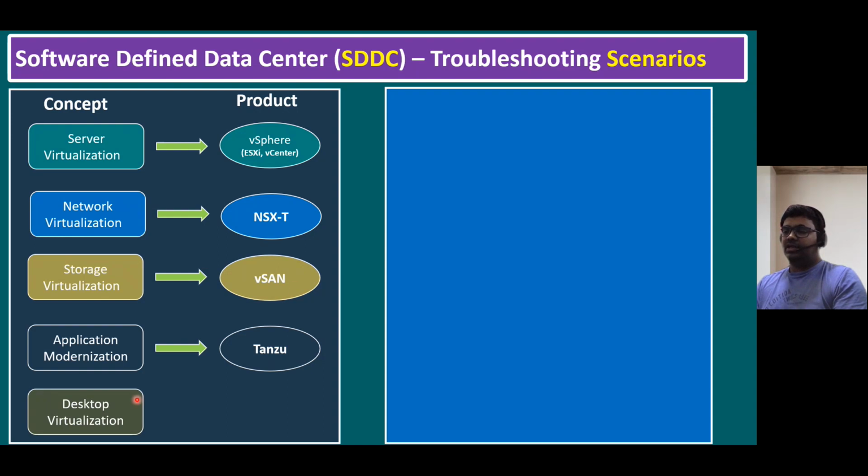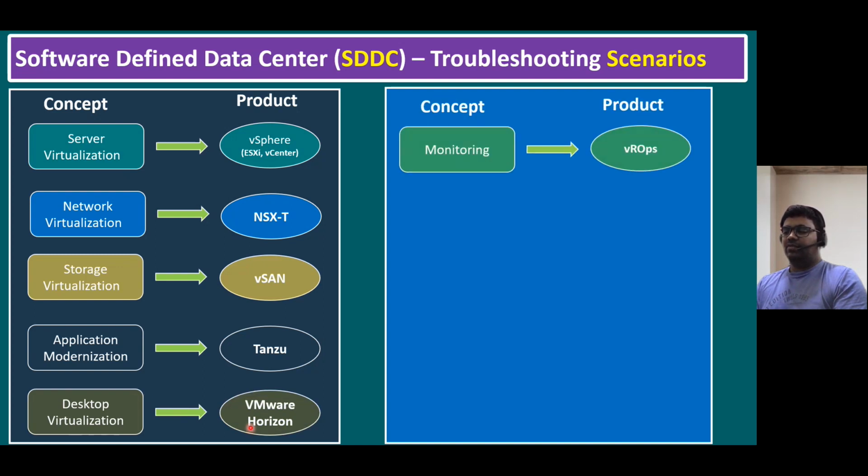And then desktop virtualization, which is also booming nowadays. For desktop virtualization, the VMware product is VMware Horizon. Horizon is mainly for the desktop virtualization concept, like VDI, virtual desktop infrastructure. Some organizations, along with server, network and storage virtualization, will also use desktop virtualization. So these are all the core concepts and also the specific product names.